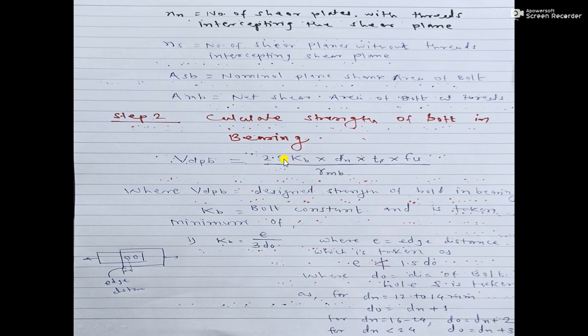To calculate this bolt constant, we have to calculate the 4 values and consider the minimum of those 4 values. In that, the first value is Kb is equal to E upon 3D0. In that, E is the edge distance. This edge distance is again taken as shown below. D0, as we just saw, is calculated as explained.